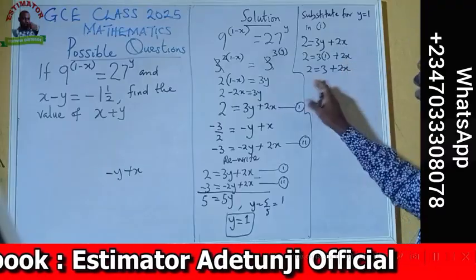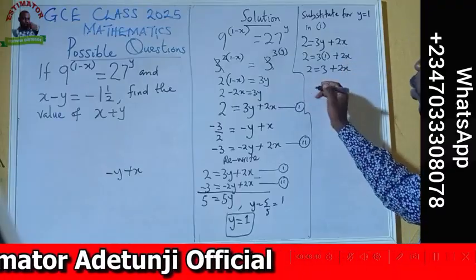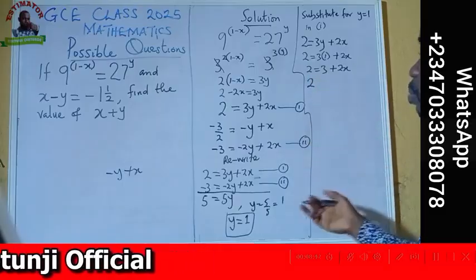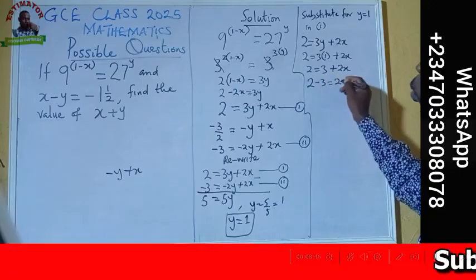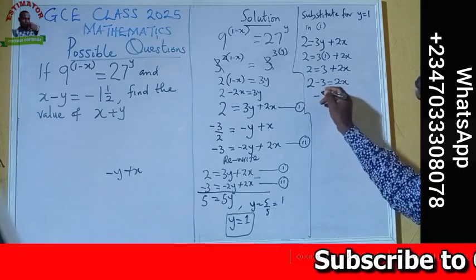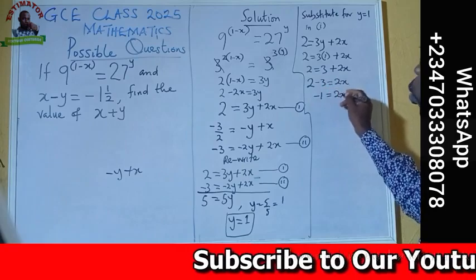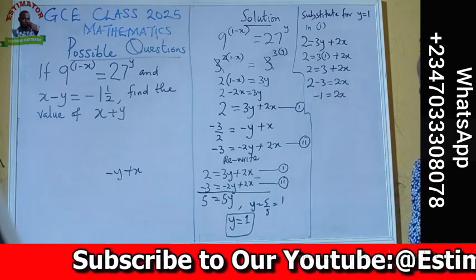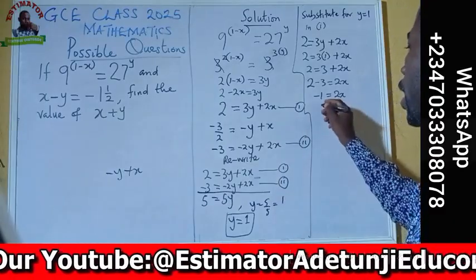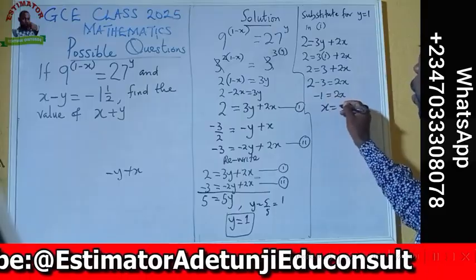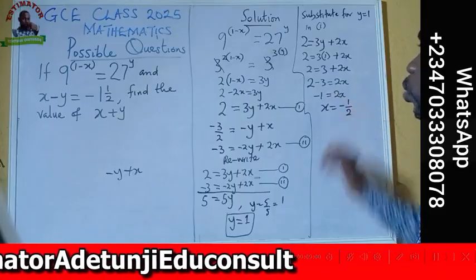So with what I have here now, what can I have? When I put everything together, I'll have 2 minus 3 equals 2x. Luckily, minus 1 equals 2x. Finally, divide both sides by 2, which is the coefficient of x. I'm having x equals what? Negative 1 over 2. We are done.